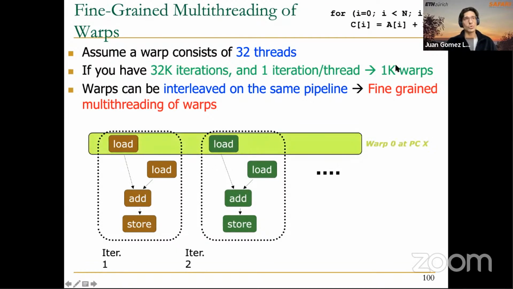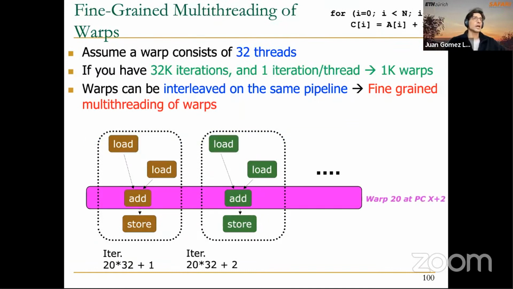What we do when executing the warps onto the GPU pipeline is interleave the execution of instructions for the different warps. For example, we can start the execution of this load instruction for warp 0, and then we execute the same instruction for warp 1, that is, for the next 32 threads. And then this instruction may be for warp 20. Of course, warp 20 already executed the 2 previous loads. That's necessary for the correct result of the program, and so on.